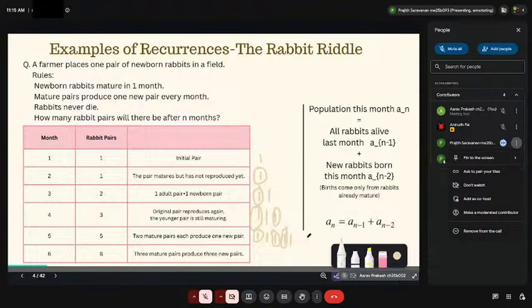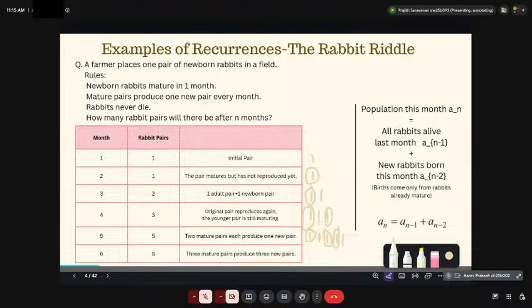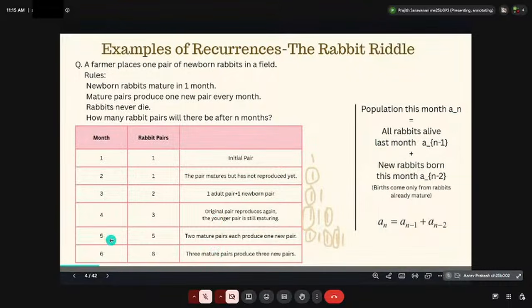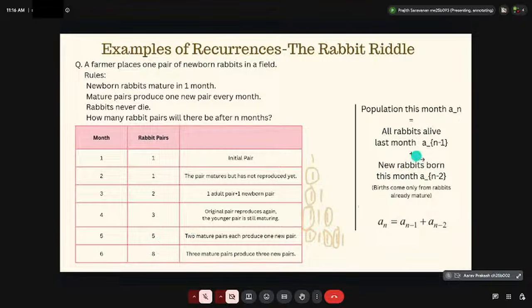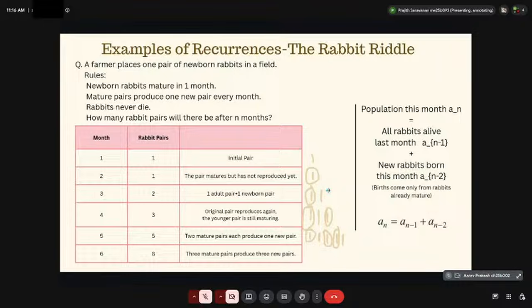So we will have five over here, and this will continue so on. So we can model the population at this month to be all the rabbits alive in the last month. For example, if we want to find the number of rabbits in the fifth month, it would be the rabbits in the fourth month plus the number of newborn rabbits for this month, which will be exactly equal to the number of rabbits in the previous month. Because the births only come from rabbits which are already mature.